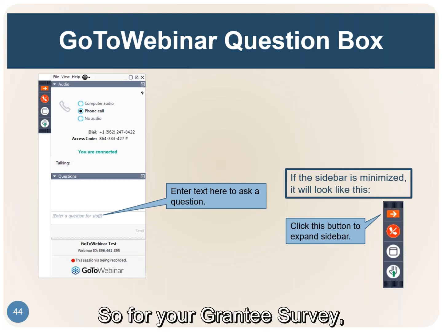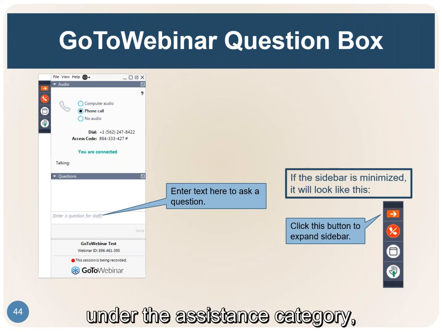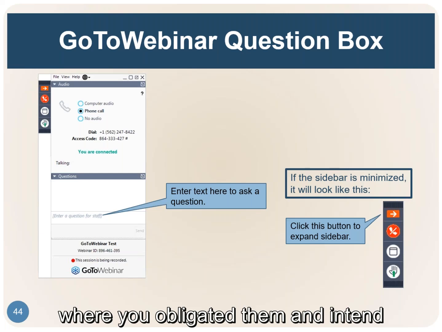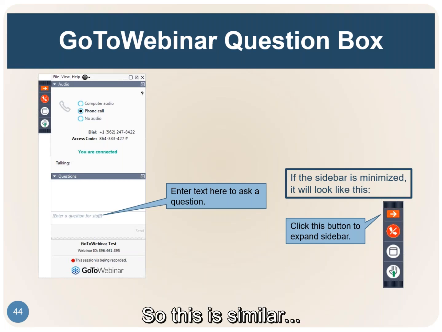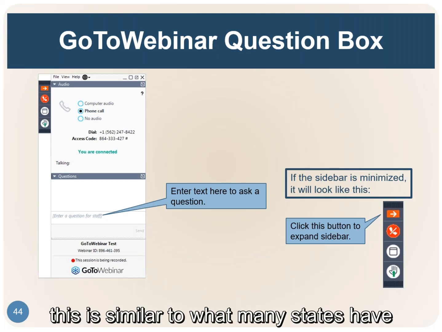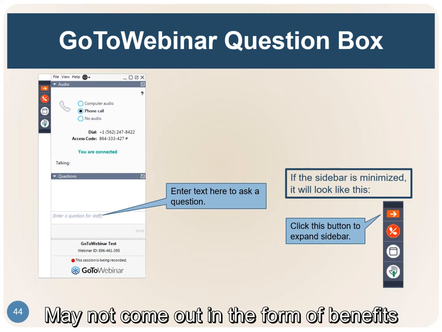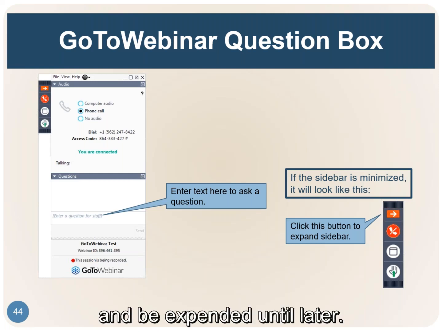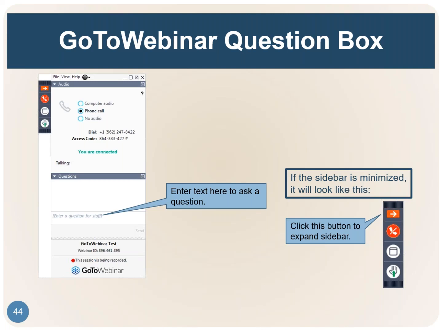So for your Grantee Survey, if that's the case for your CARES funds, you'd want to report the funds under the assistance category where you obligated them and intend to provide benefits using those CARES funds. Even if you had not received the CARES funds during FY20, this is similar to what many states have to do with their regular funds, which is they obligate them, and then they may not come out in the form of benefits and be expended until later. You'd still report them under the assistance category that best describes how they were obligated.